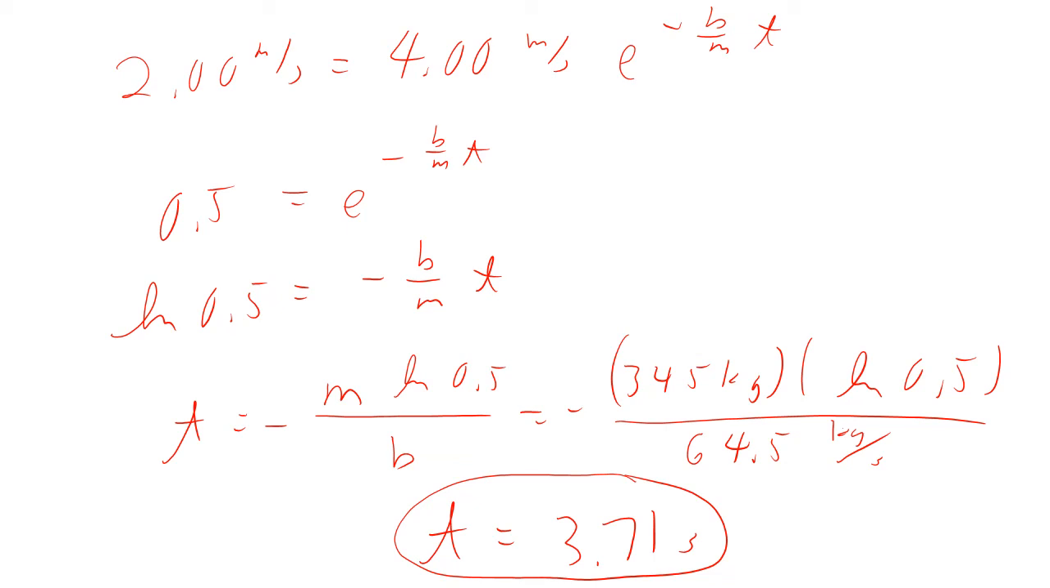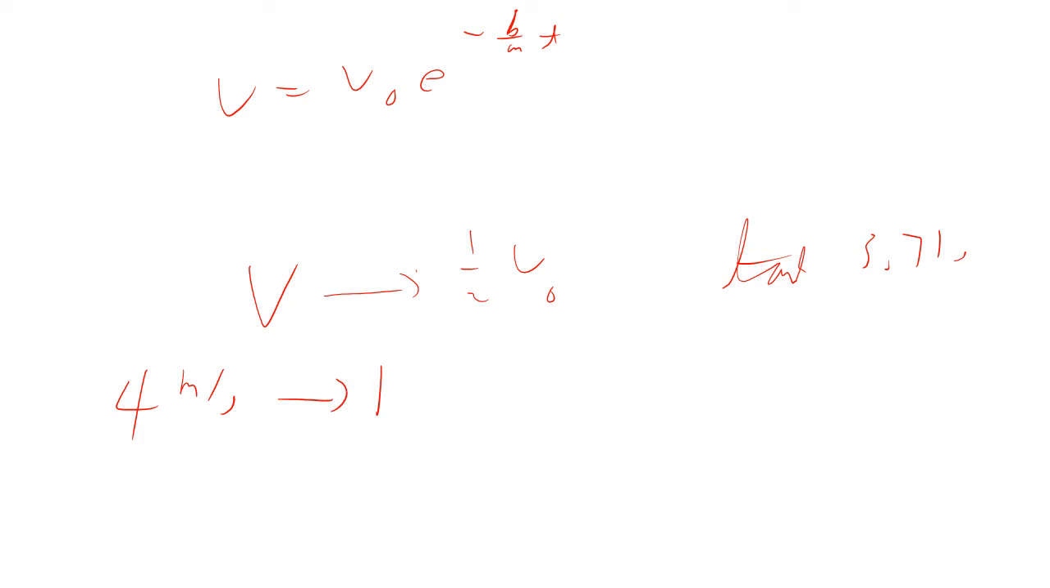So the next question is how long until the velocity is 1 meter per second? Well, if v equals v naught e to the minus b over m t, if that's 2 and that's 1, then it's still 0.5 equals e to the minus b over m t. It's the same equation as before, so t is still going to be 3.71 seconds. So what we just found was the time for the velocity to drop in half. If I want to go from 4 meters per second to 1 meter per second, I have to go from 4 to 2 meters per second, which is 3.71 seconds, and then to 1 meter per second, another 3.71 seconds. So that would be twice 3.71, which is 7.42 seconds.